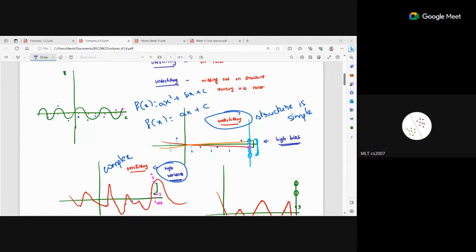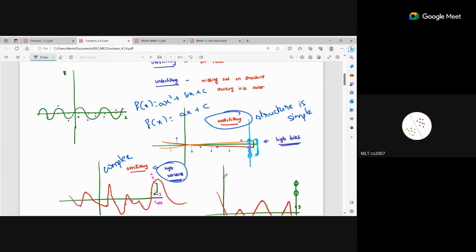How do you mathematically determine whether a model is overfitting or underfitting? I have a model and a training data set. How do I know whether that model is underfitting or overfitting? What parameters can I look at, or what should I compute to figure that out?